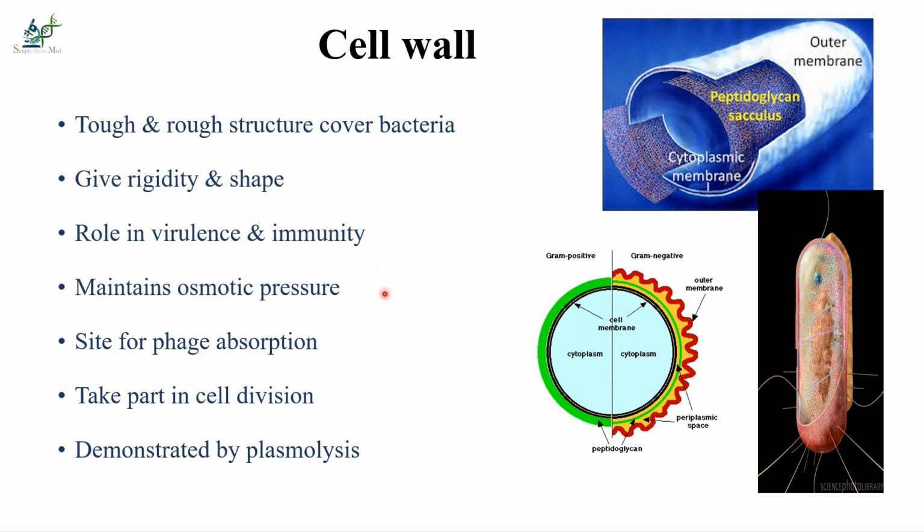And it will maintain the osmotic pressure. Due to maintaining the osmotic pressure, the bacteria will get the nutrients from outside the cell. This is the site for phage adsorption. Also the cell wall takes part in cell division. And this cell wall can be demonstrated by plasmolysis. Plasmolysis is the process by which we can detach the cell wall from the bacteria.